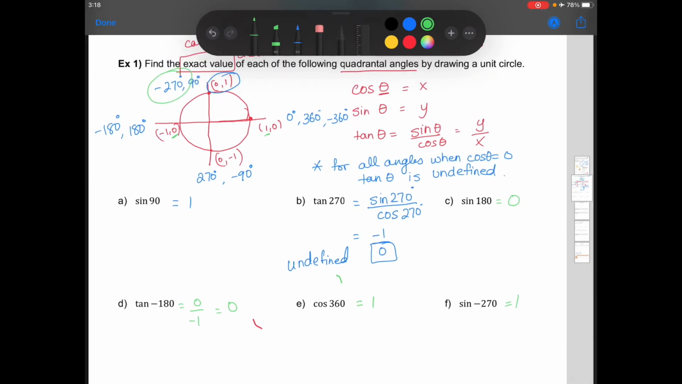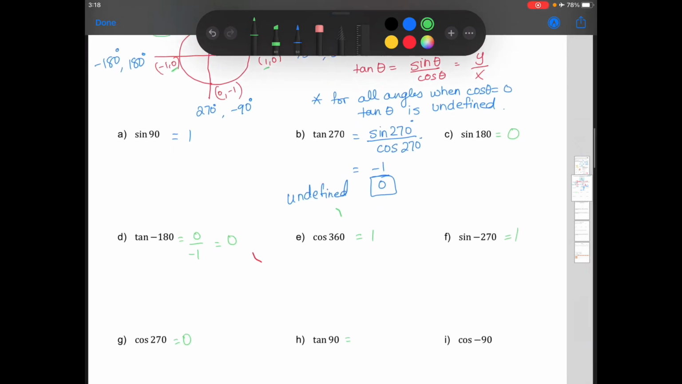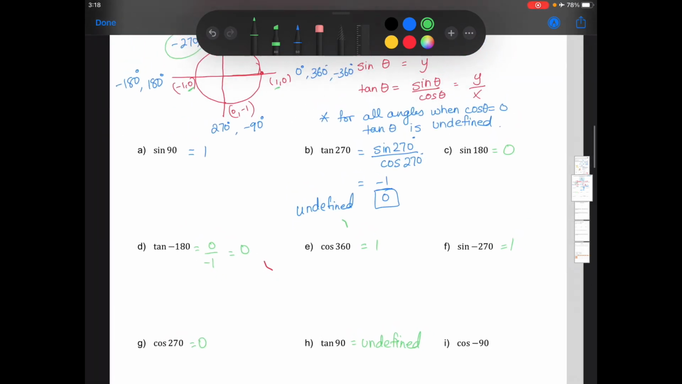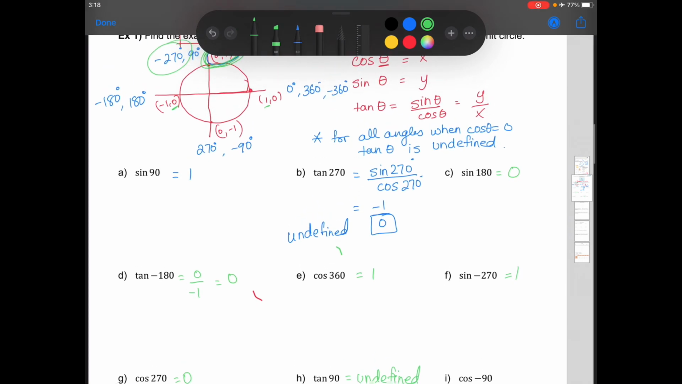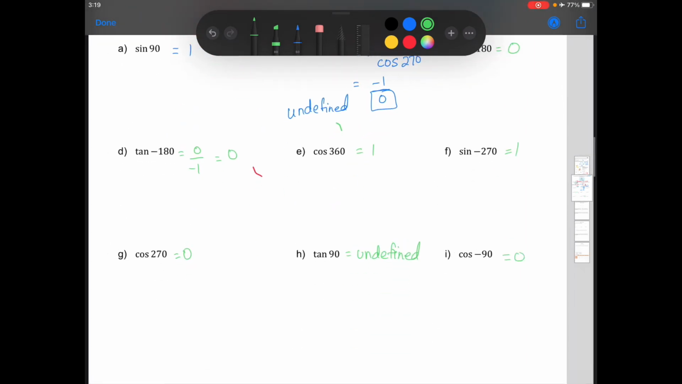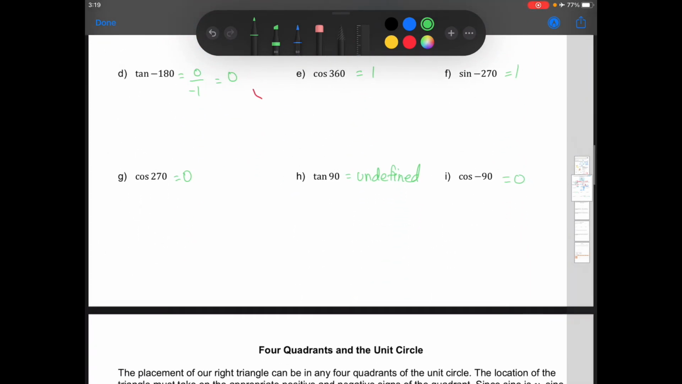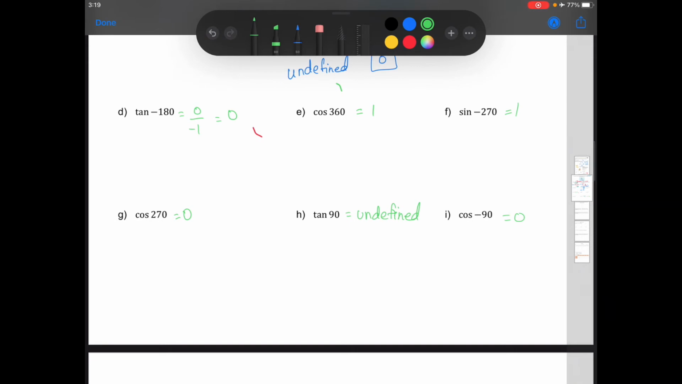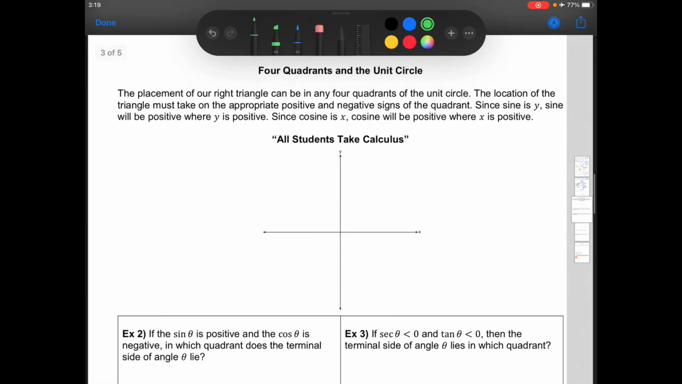Tangent of 90 would be what? Now look at this. At 90, my cosine is 0, right? My cosine or my x coordinate is 0, so you don't even have to show the work. It is undefined. But you should understand why it's undefined. Cosine of negative 90. Negative means you're going in the clockwise direction. So cosine is what? Your x. So it is going to be 0. So this is how you find the values of the quadrantal angle.